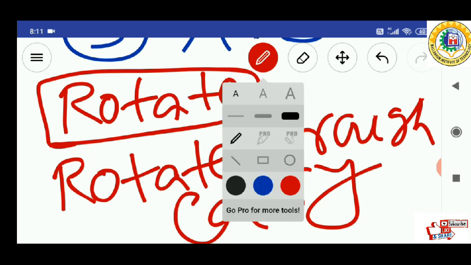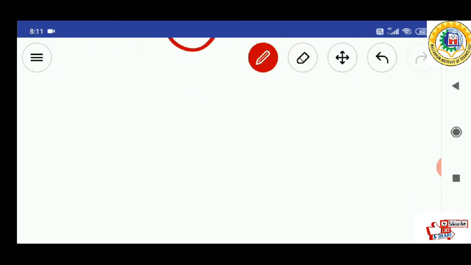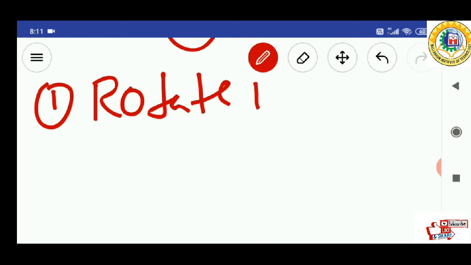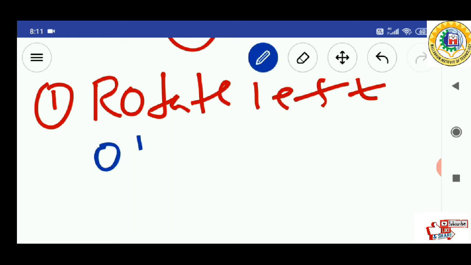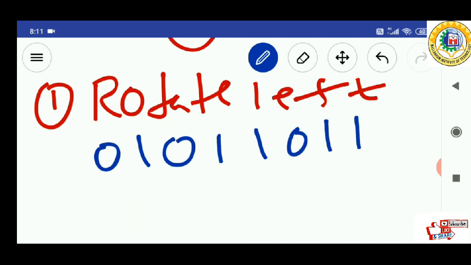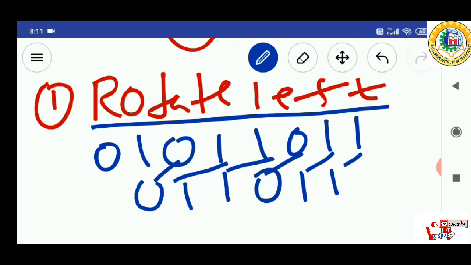So now we will discuss the rotate operation. Rotate is also categorized into rotate left operation and rotate right operation. In the rotate left operation, we take a data, suppose 0 1 0 1 1 0 1 1. This is your original data. We want to rotate this left. Now in rotate left, the bits become 1, 1, 0, 1, 1, 0, 1.